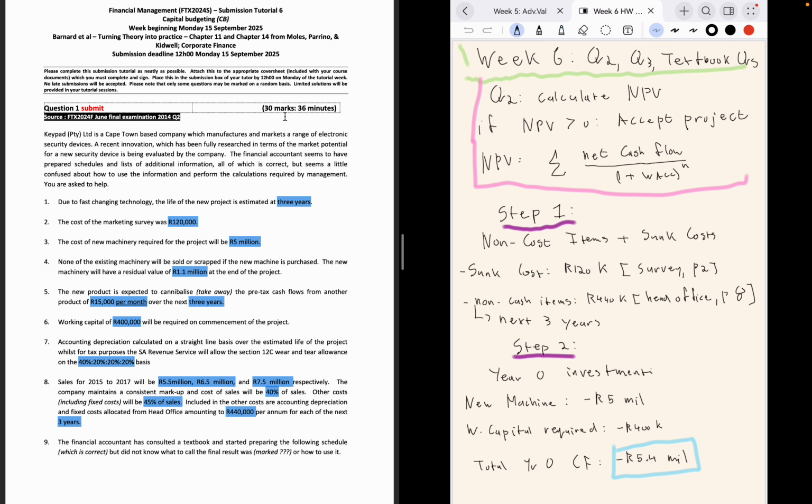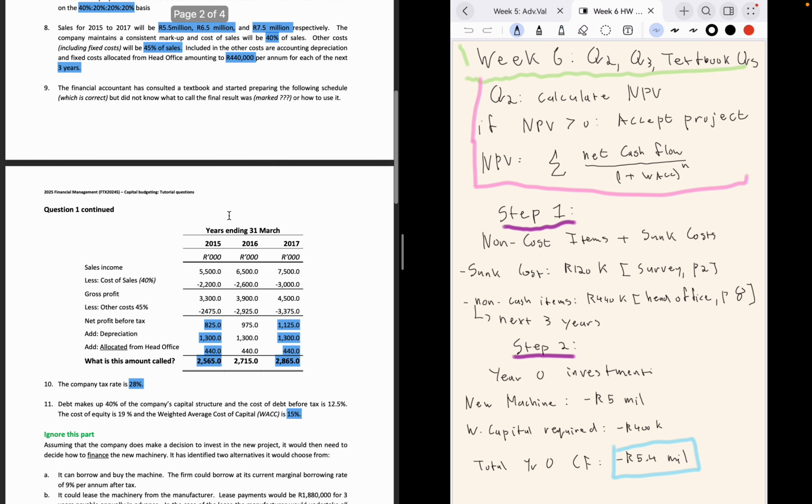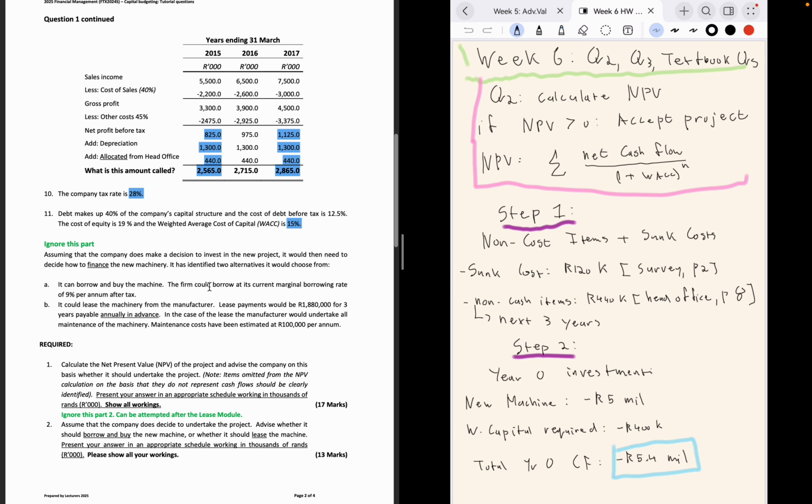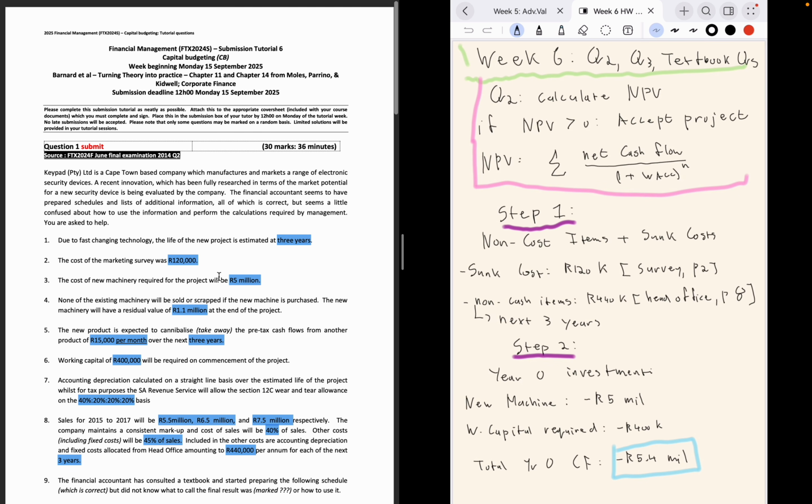So the first question that we have to do, let's just go to the end. What do they want us to do? They need us to calculate the net present value of the project and advise the company on this basis whether it should undertake the project. Cool. So just a few notes when it comes to calculating net present value. If the net present value is greater than 0, you accept the project. If not, you obviously don't.